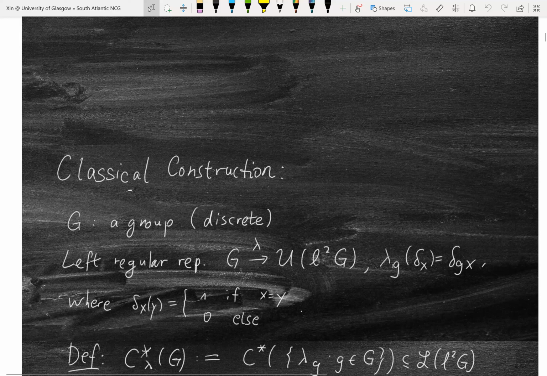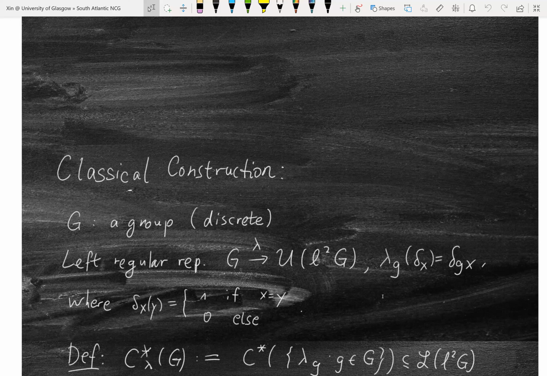And then you observe that this map given by left multiplication, in our case of a group, each of these lambda g's extends to a unitary on this Hilbert space. And this assignment g goes to lambda g is called the left regular representation. And then you just collect all the unitaries you see in the image of this representation, and that will generate a C*-algebra for you of bounded linear operators on L2 of G. And that's what we call the reduced group C*-algebra of G. So that's a very classical object.